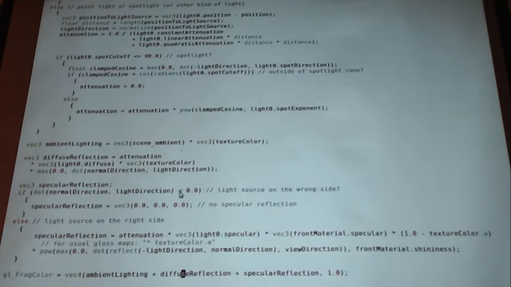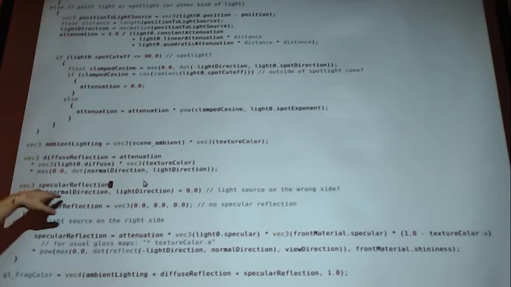Okay. So then lastly, we've got the specular reflection. Because how could we ever be done with these lighting calculations? Okay. So the specular reflection here, we look at where the light source is.